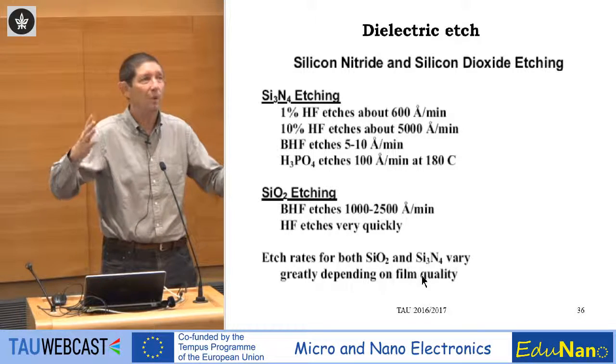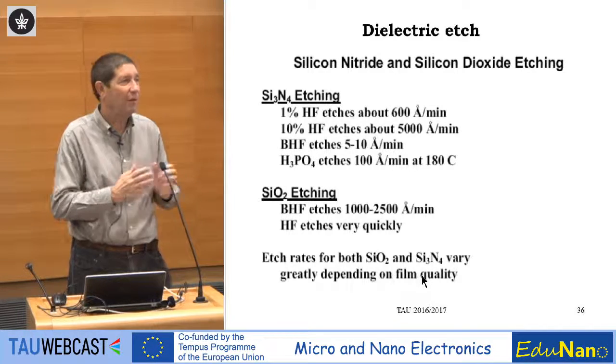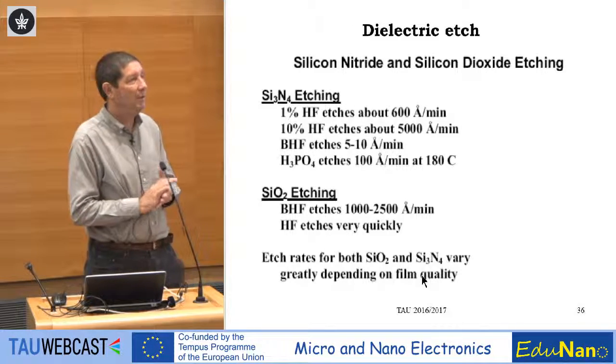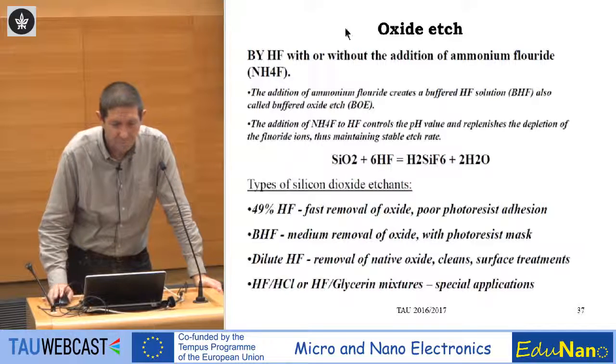We know the ballpark numbers, we know the approximate values, but sometimes it can vary by a factor of 10 or even 50, so you need to calibrate it every time you have your own process. And we need to give it to you.